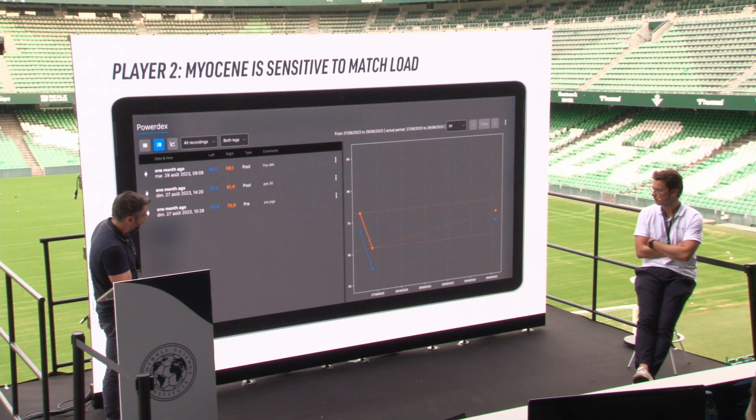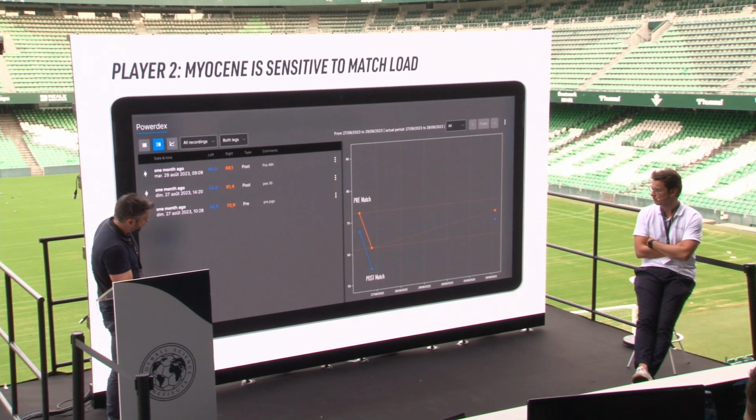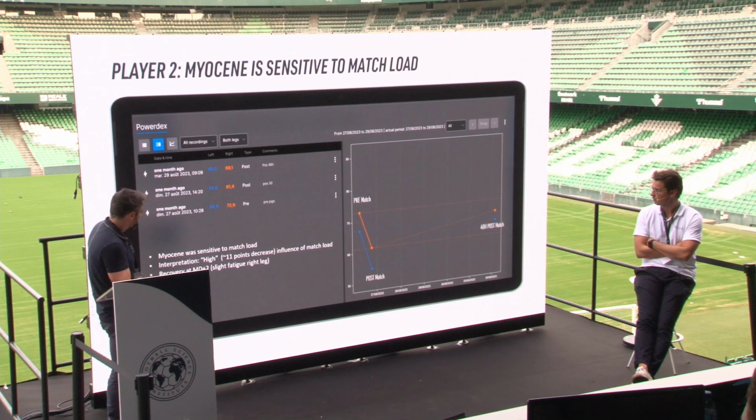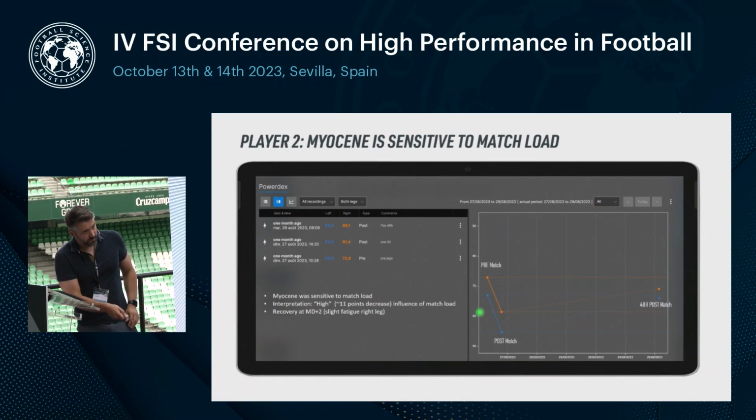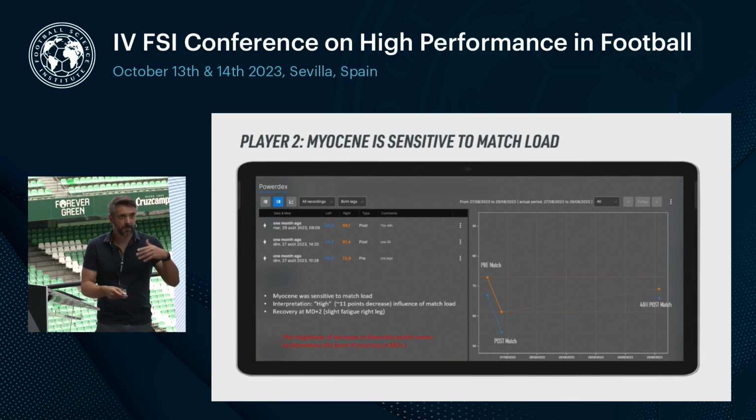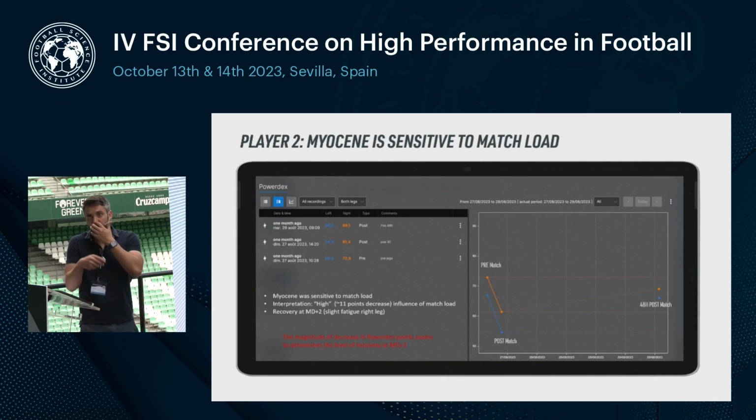We have another example here. Pre-match value, again post-match value 30 minutes after the match, and in this case we missed the 24-hour analysis, and we have again the 48 hours. We can see that again the Myoton was sensitive to the load. The decrease was much higher, and we can see some fatigue still in the right leg. So what we assume is that as the magnitude of decrease in the Myoton increases, maybe we cannot have a complete recovery at match day +2, for instance. So it depends on the magnitude of decrease in the match. So here we have the examples.